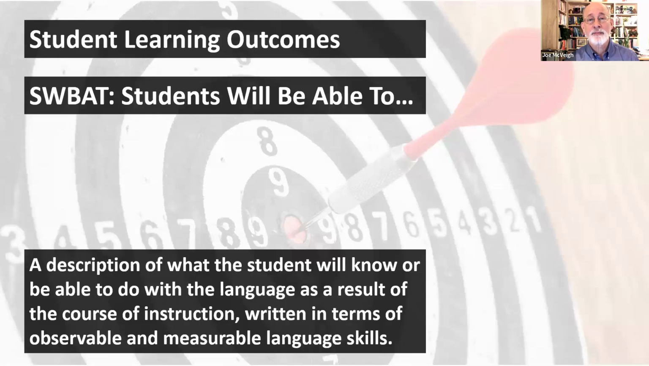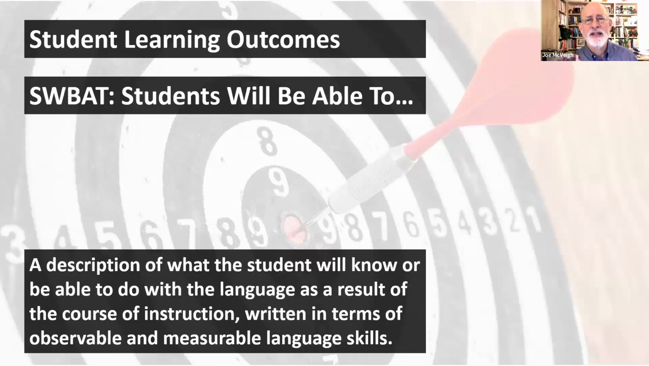If you look at the bottom of this slide, you'll see a nice definition. A student learning outcome is a description of what the student will know or be able to do with the language as a result of the course of instruction, written in terms of observable and measurable language skills.